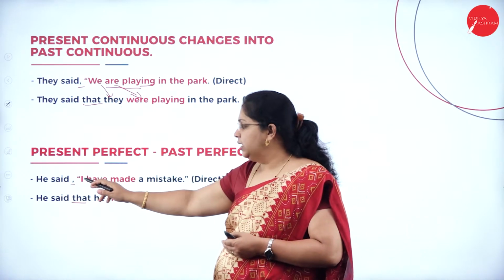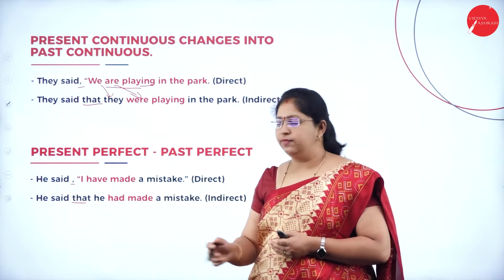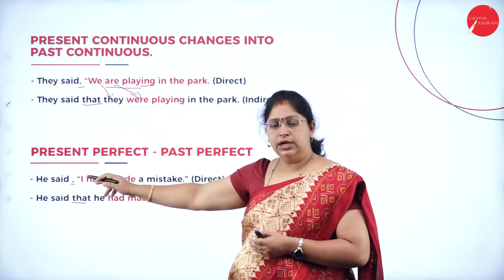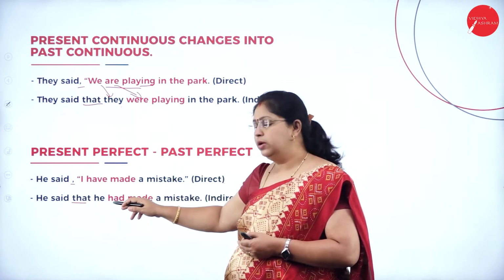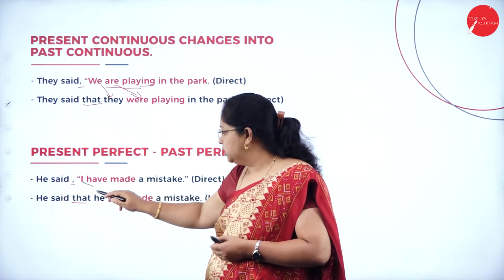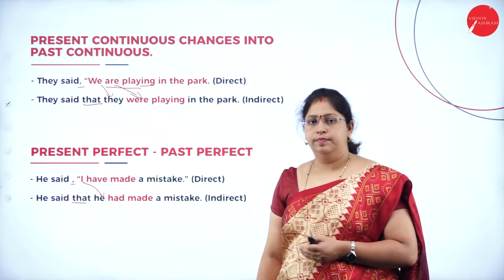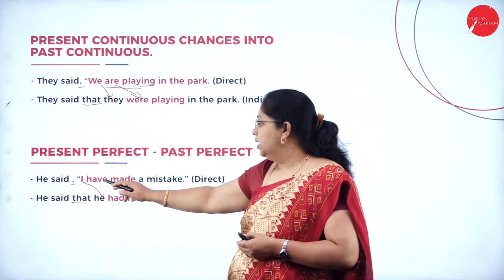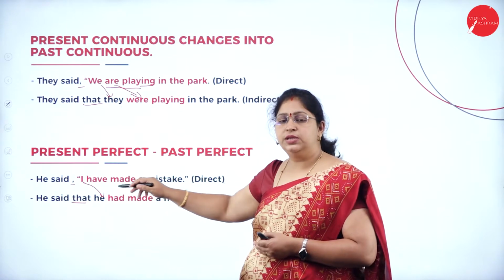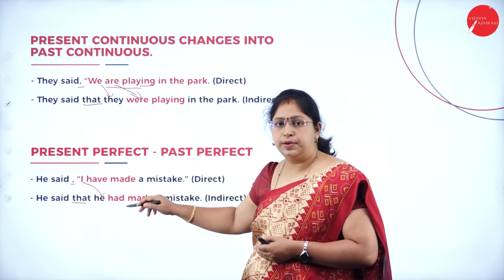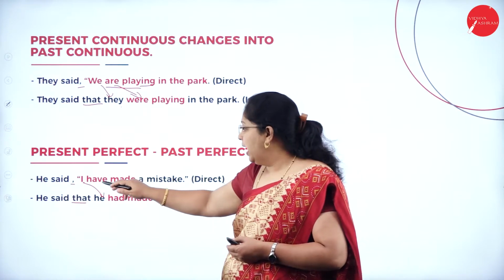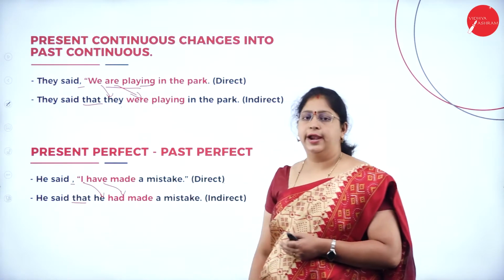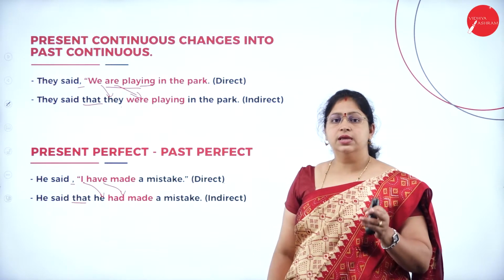Okay. I has to change to third person, correct? We'll remove the inverted commas and I changes to he, correct? So I changes to he, third person. Then the present perfect tense should be changed to past perfect, correct? So have becomes had. Have becomes had.